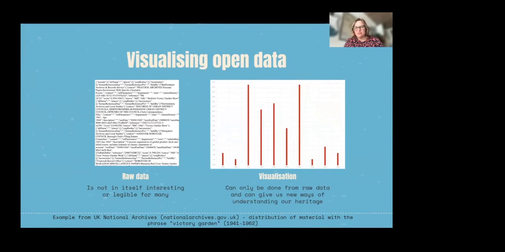This shows us that between 1941 and 1962, they have material from that period relating to Victory Gardens. And this graph shows the distribution of the amounts of different archival materials they have in each of these years.